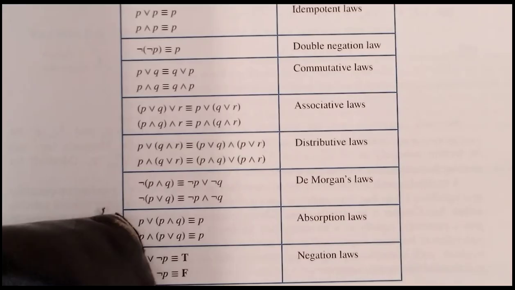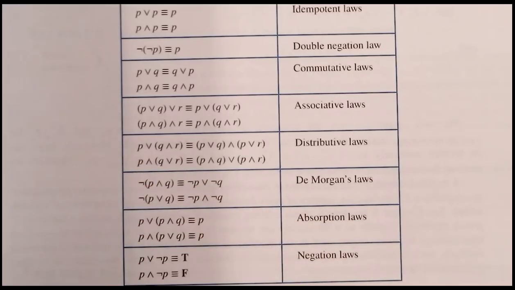My buddy De Morgan. If I distribute just the negation, I put it on each piece and I flip the sign in the middle. The negation of P or Q is not P and not Q. The negation of P and Q is not P or not Q.